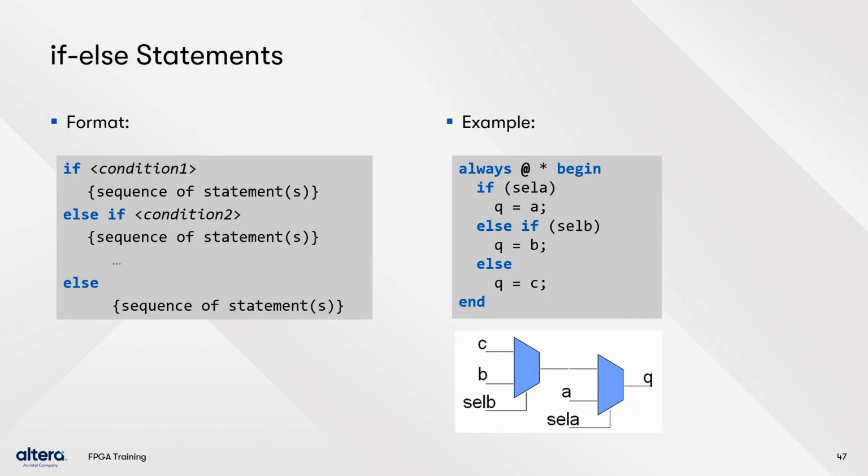Here is an example of an if-else statement. The statement begins with the keyword if, followed by a condition, and then the sequence of statements to execute if the condition is true. The else clause, if it exists, will be executed when the condition is false. You can see that an if statement synthesizes to 2 input muxes. You can also see that multiple if statements result in multiple muxes, resulting in prioritization. If you do not need prioritization in your circuit, a case statement will be more efficient.